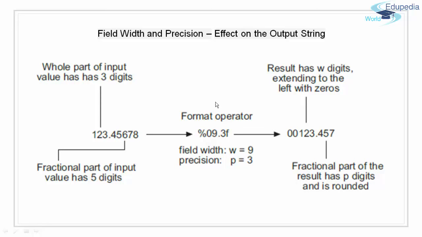On the left, we have a normal number that we will be formatting. We have the whole part, that is 1, 2, 3, and the fractional part that is of 5-digit length, that is 4, 5, 6, 7, 8. Now we are going to use the format operator %09.3f, that says the width of the whole is 9 and the precision is 3. So the result has a whole number part as 00123, extended with 0s, and we have a precision of 3, that is 457. The fractional part of the result has p digits and is rounded off. The p digits here is nothing but the precision of 3.